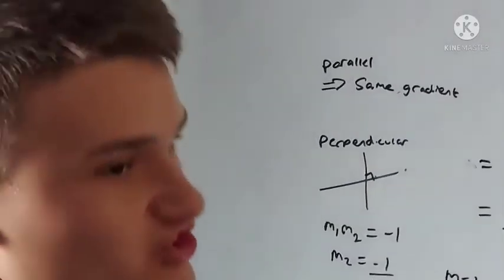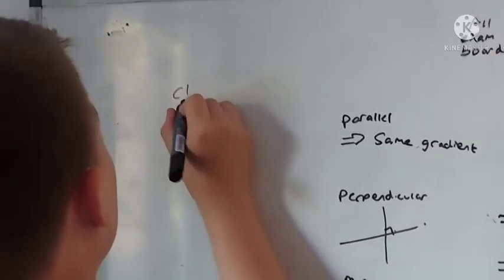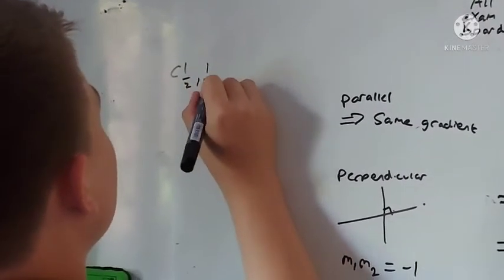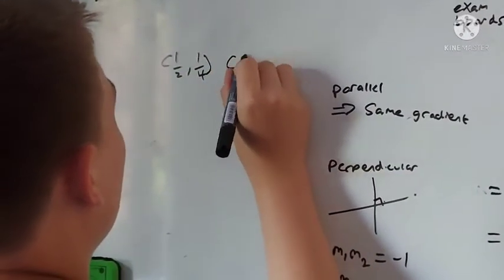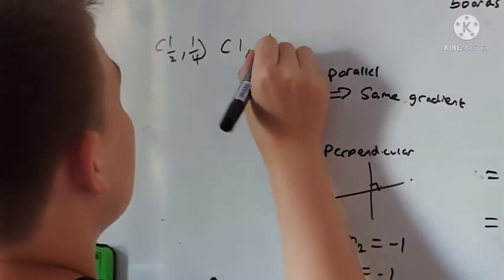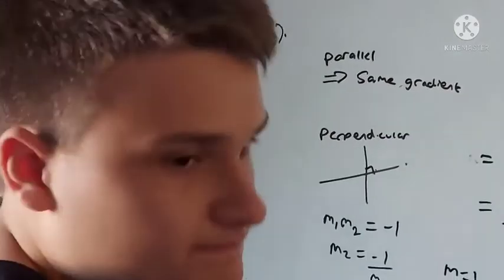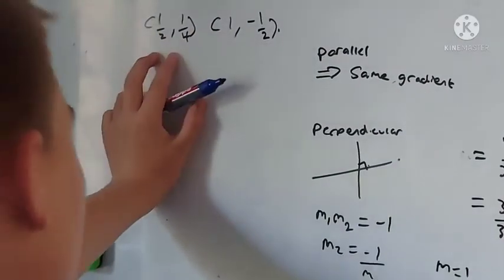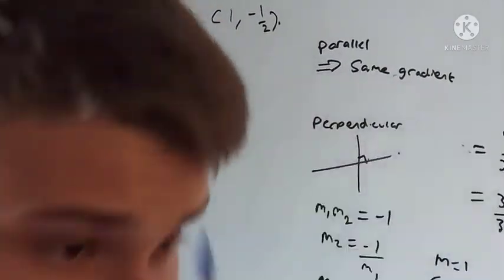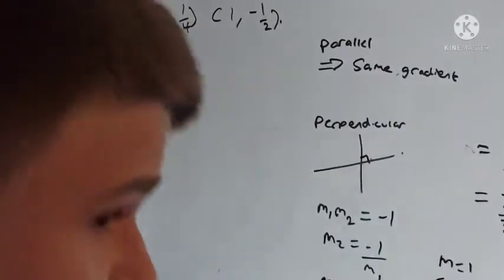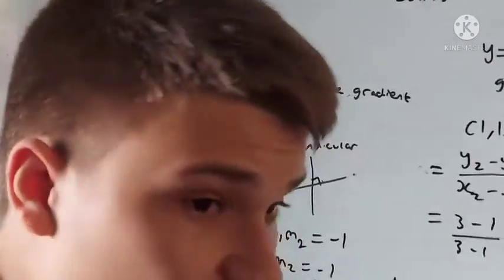So, let's stick with fractions and decimals, shall we? Have a half and a quarter. Now, I've got a point on a line, for example. It could be anywhere on a straight line. And I'm going to find the equation of that line.